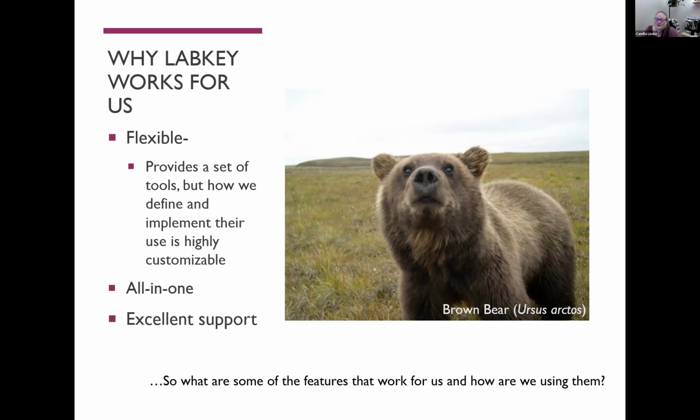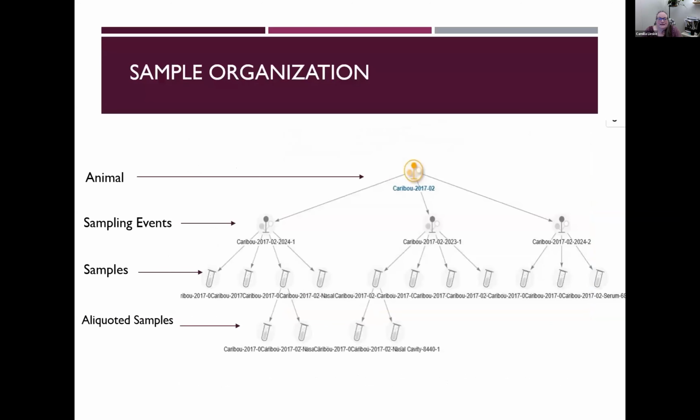So what are some of these features that are working for us, and how are we using them? I'm going to go over a couple of them right now. And the basic thing comes down to just our sample organization. What we've been able to do is create two different source types. And in this case, we have our animal, which are the things that aren't going to change as far as we know for that animal.